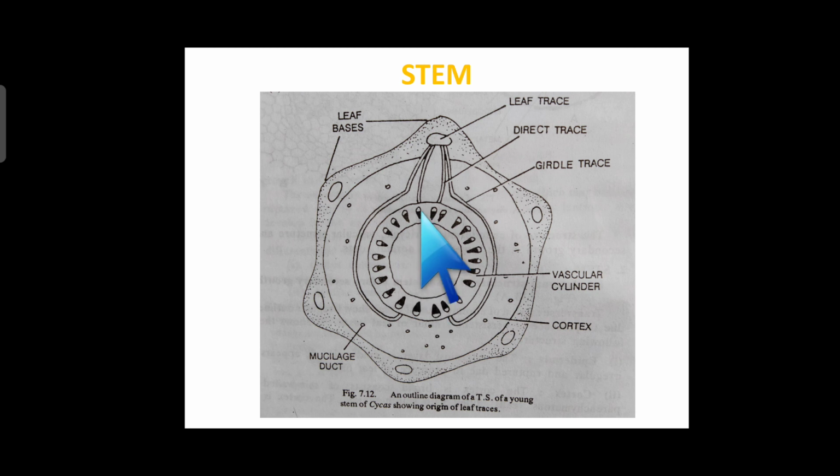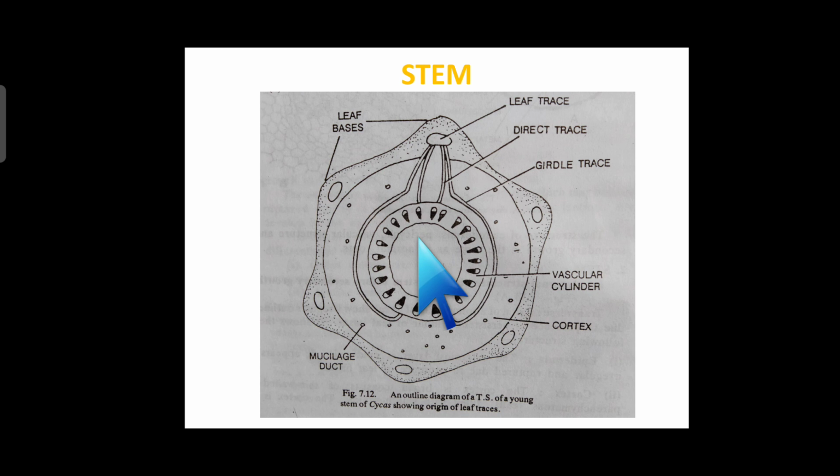They are also open. Why? Because here you can see the presence of cambium. If cambium is present, then it is known as open. But if cambium is absent, then it is known as close. And also endarch.